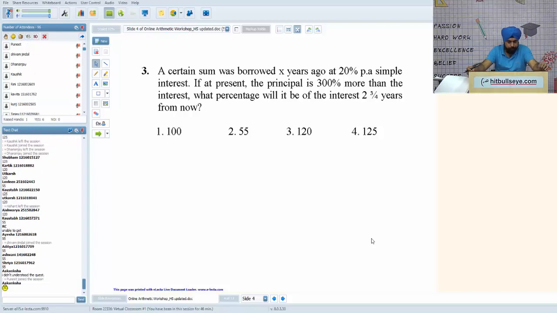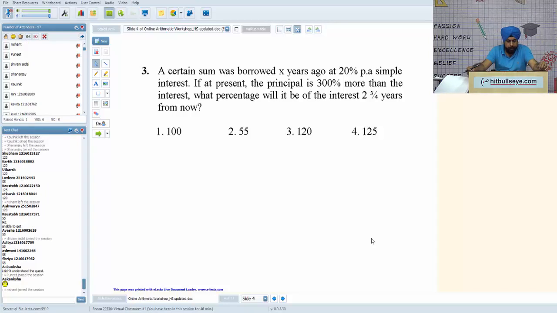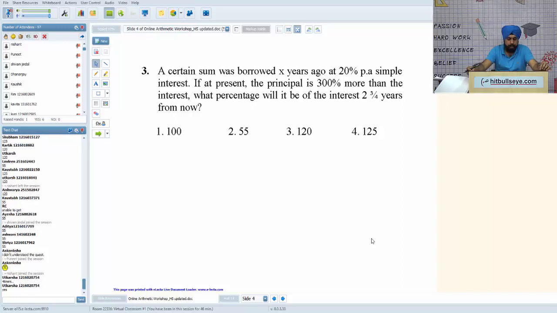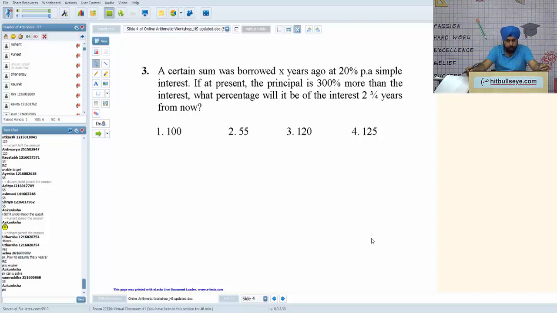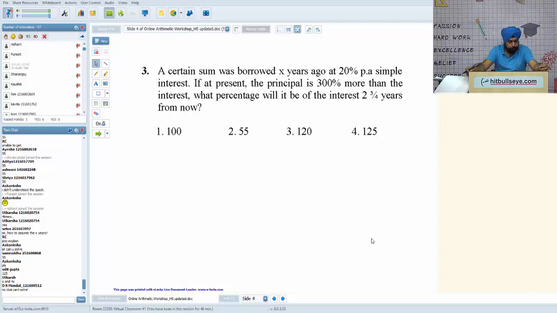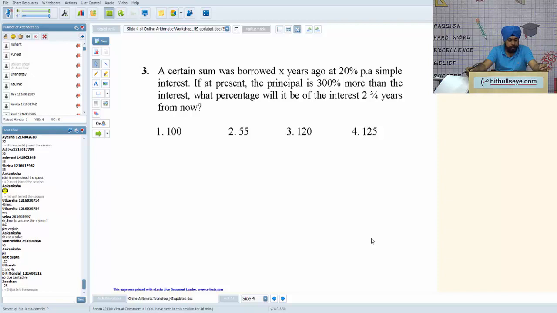Akanksha, question says right now principal is 300% more than the interest. I guess you all shall know if something is 300% more, that means it is 4 times. So that is one hint that you can apply. And what percent the principal be of the interest 2, 3 by 4 years from now? Selva, you want to know how to assume the X years. 1, you can calculate that. 2, if you ask me honestly, you need not calculate that. You can avoid the calculation of the same, Selva.